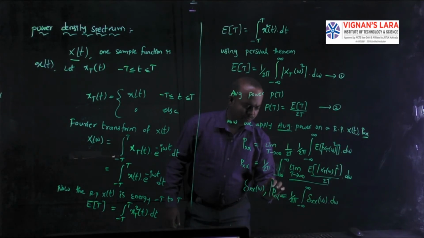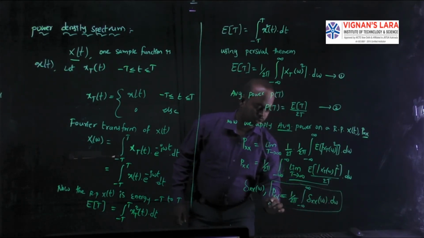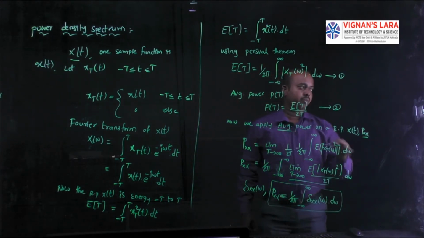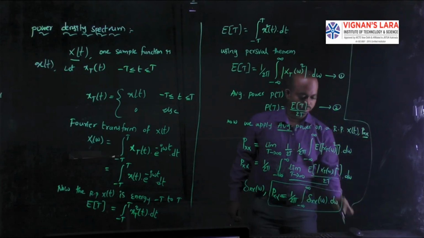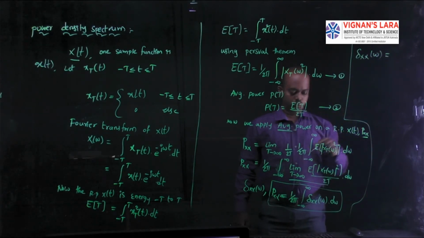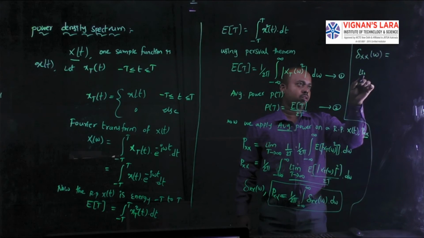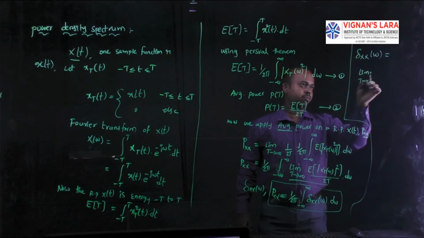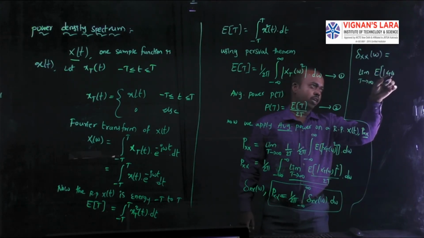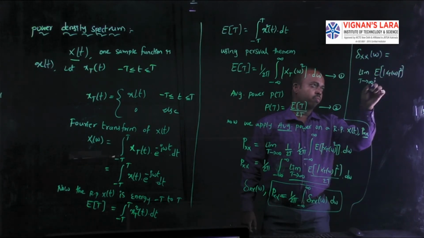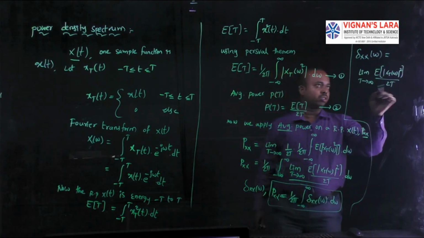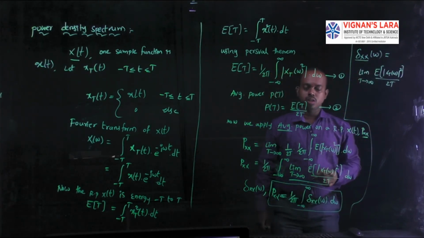This is the derivation part of the power spectral density. Here, S_XX(omega) is equal to the limit T tends to infinity of the expectation of |X_T(omega)| whole square by 2T. This function we call the power spectral density.